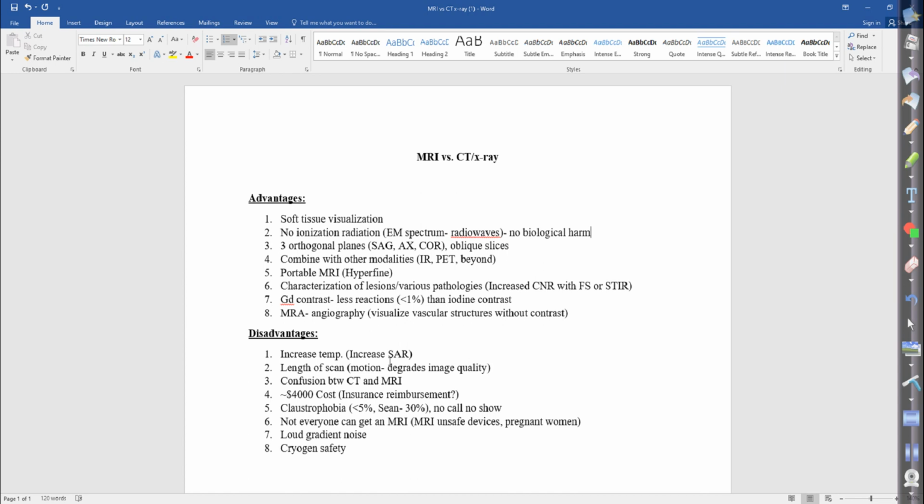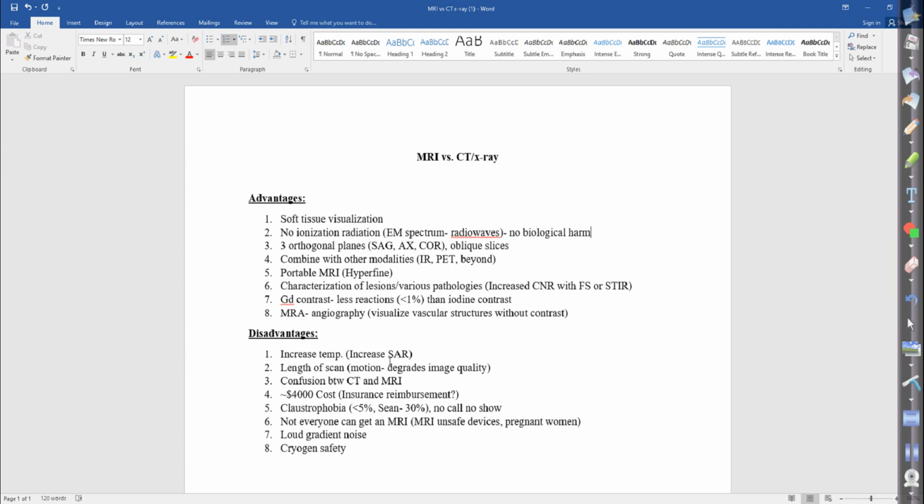With CT, yes, we're getting transverse slices that you can reformat into coronals and sagittals, but you're really getting one plane initially, your axials or transverse slices. But MRI is great because you can acquire a sagittal as your initial images or your coronals. You can set it up to get any orthogonal plane that you desire. And you can even obtain oblique slices, which is great for anatomy that is at an oblique orientation.